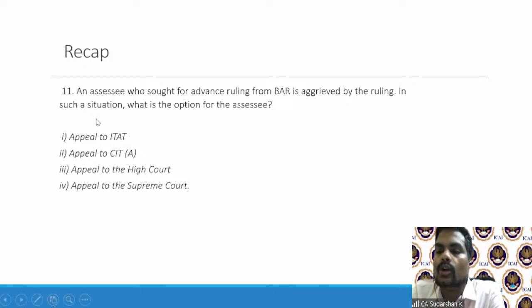The answer is it can go on an appeal to the High Court. Obviously, when you go to the High Court, it will only be on a substantial question of law. On the factual aspects, the High Court will not look into it. But if it is a legal question, then definitely the High Court will answer it. Otherwise, there is no mechanism available for the assessee to go to the ITAT here. On an advance ruling, the assessee can only go to the High Court for an appeal.